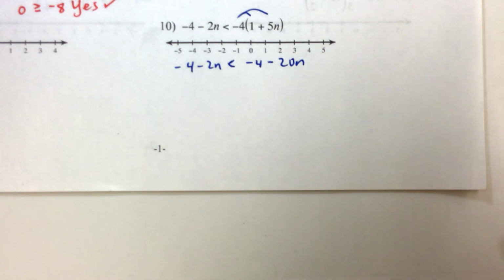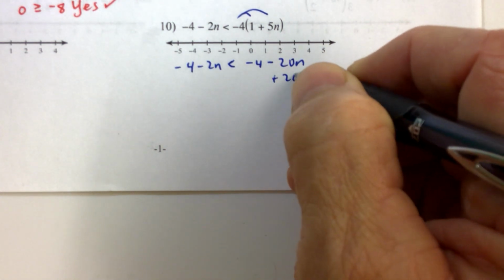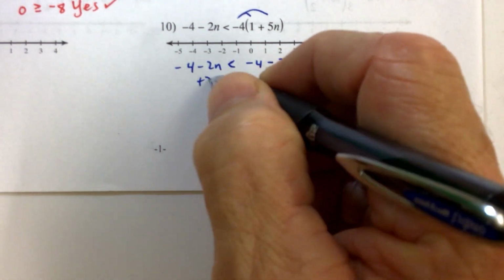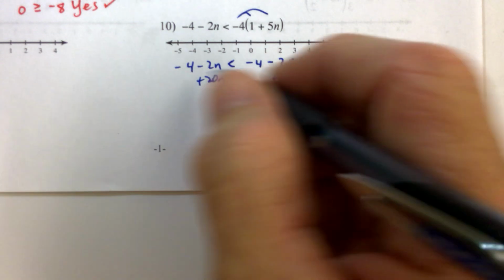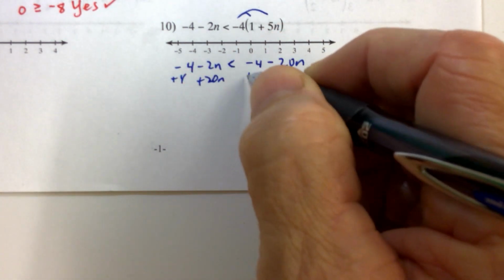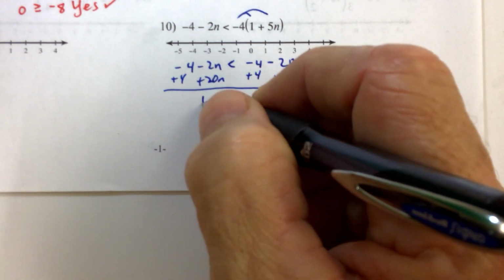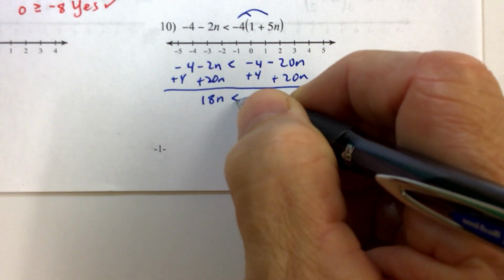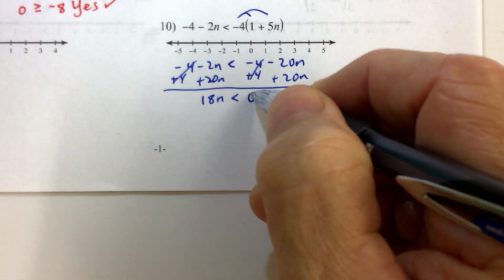And this is where we want to choose sides. So we're going to move the variable terms to the left side. We're going to move the number terms to the right side. And we get, on the left side, 18n less than, on the right side, 0.